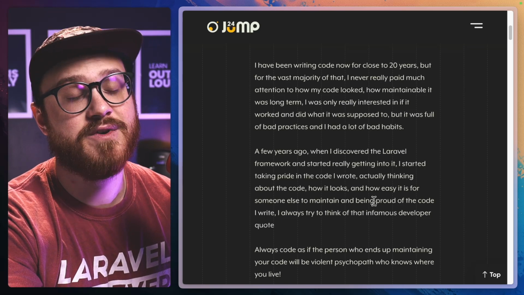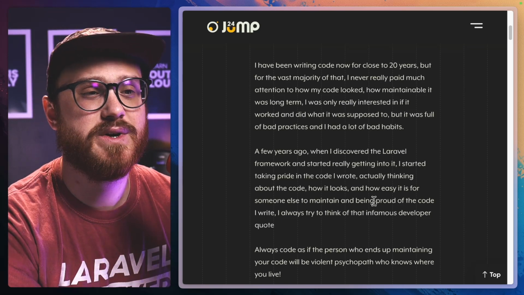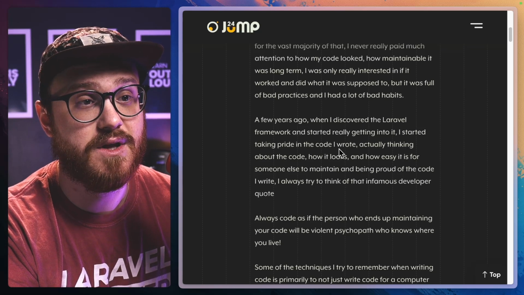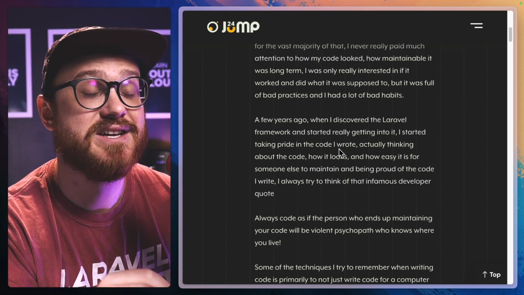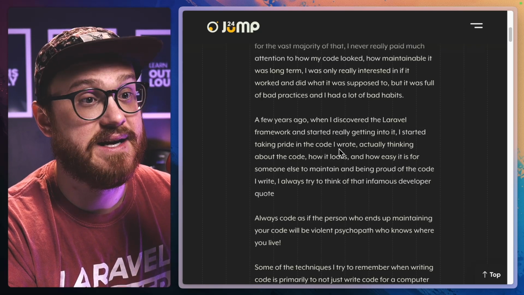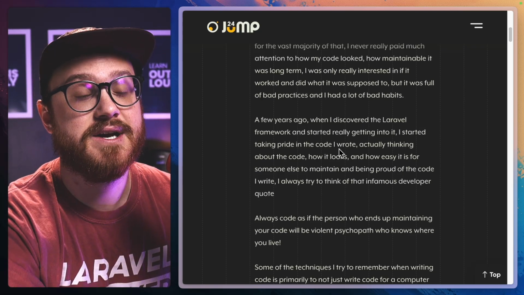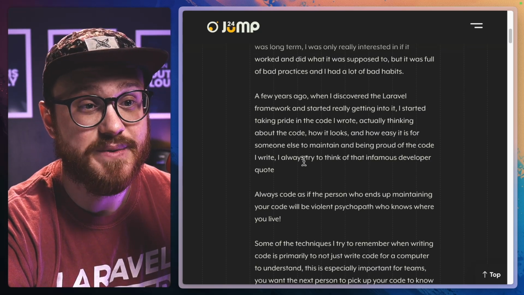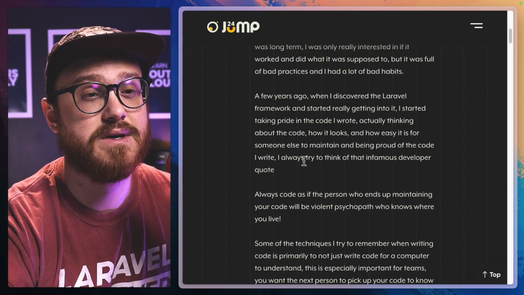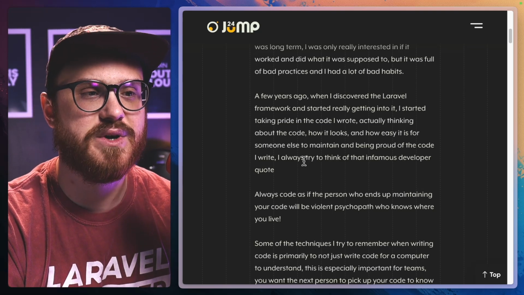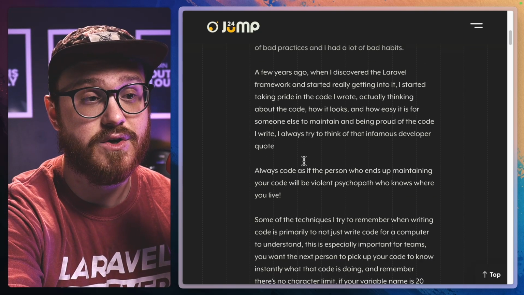I have been writing code now for close to 20 years, but for the vast majority of that, I never really paid much attention to how my code looked, or how maintainable it was long term. I was only really interested in it if it worked and did what it was supposed to. But it was full of bad practices and I had a lot of bad habits. A few years ago, when I discovered the Laravel framework and started really getting into it, I started taking pride in the code I wrote, actually thinking about how it looks and how easy it is for someone else to maintain.